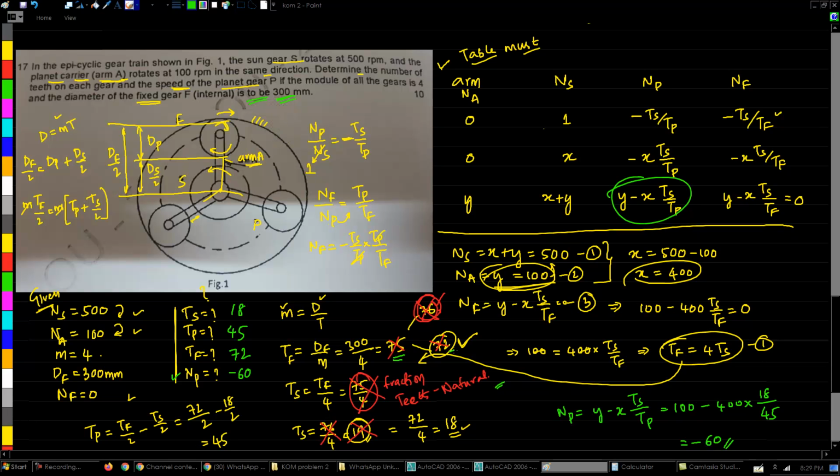So because we took 72 as the number of teeth, so 72 times 4, 288 mm is the exact diameter of the gear F. Fine. So we are not going with 300. We have to go with 288 mm diameter for the gear F for this epicyclic gear to maintain whatever speed ratios have been given to us in the question. So hope you have understood this problem.